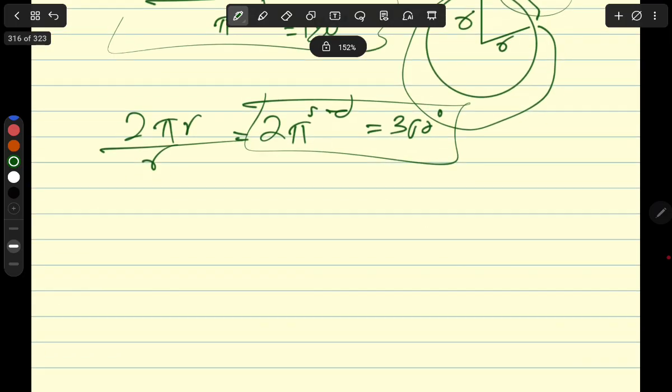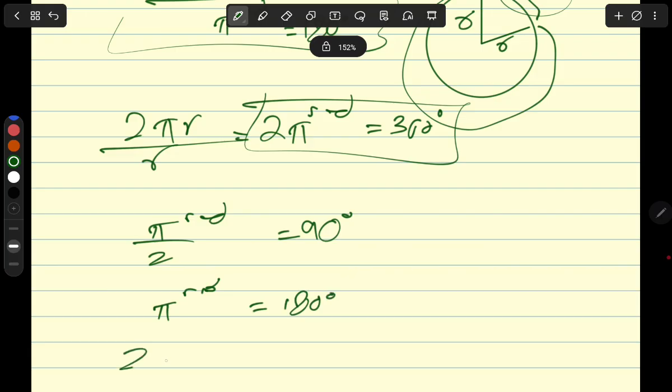Therefore, in a quarter circle there is going to be pi by 2 radians or 90 degrees. In a semicircle there are going to be pi radians or 180 degrees, and in a full circle there are going to be 2 pi radians or 360 degrees. So this is not something to memorize. We have literally derived it from the definition.